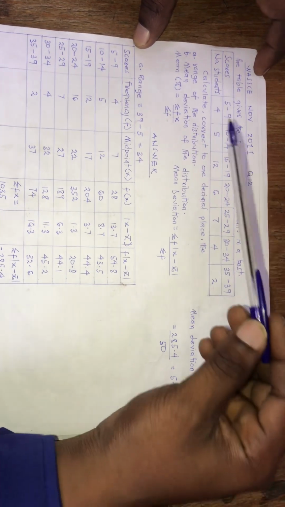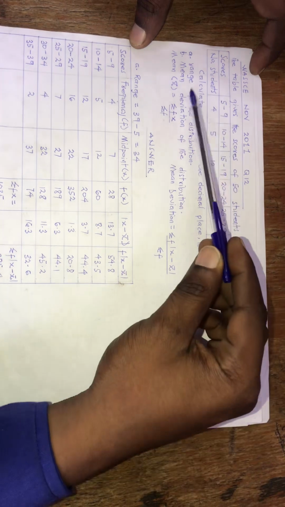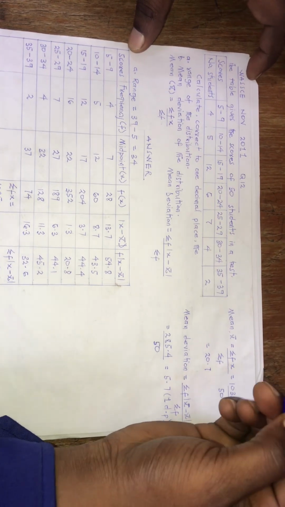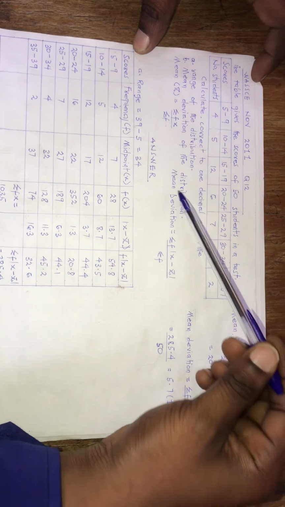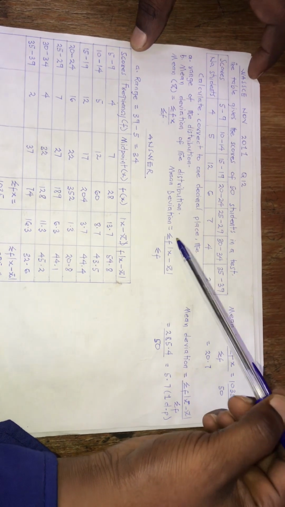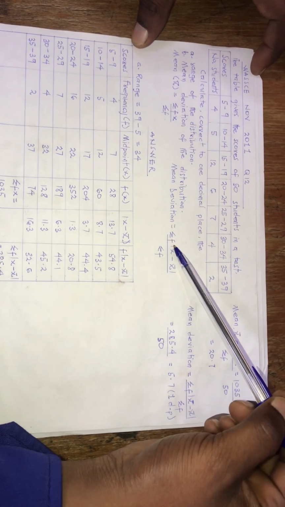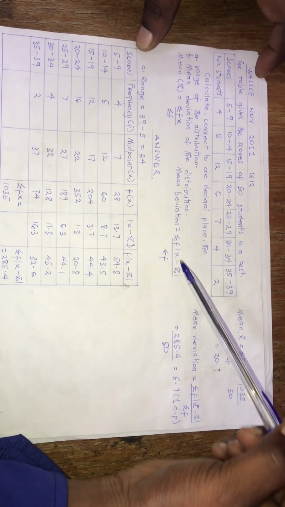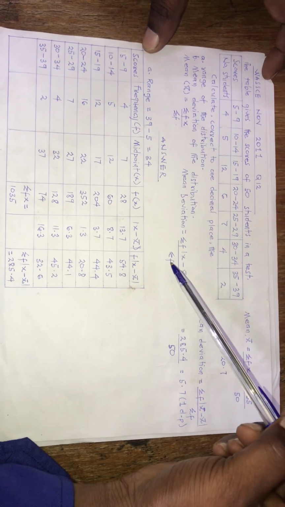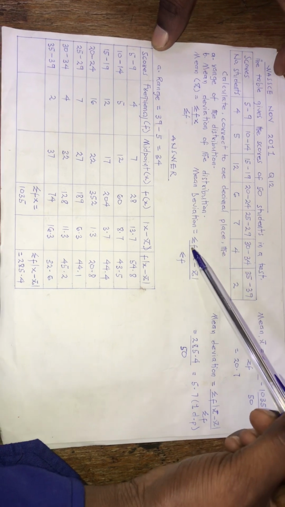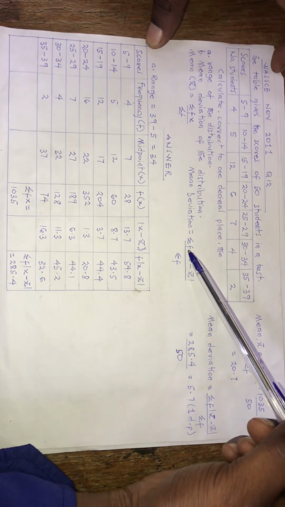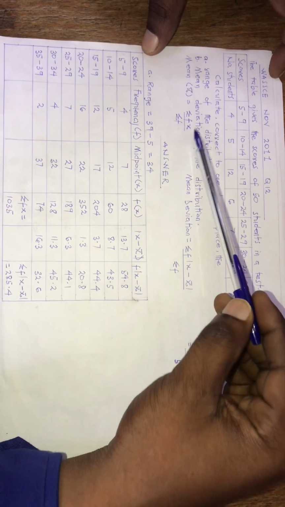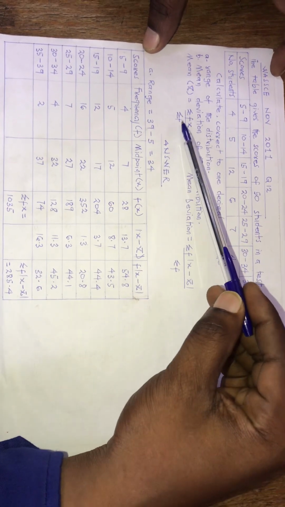Let us move on to how we can find the mean deviation of the distribution. First of all, we need to know the formula for mean deviation. Mean deviation is equal to the summation of f multiplied by the absolute value of x minus the mean, all over the summation of f. All students must know this formula. The mean here is given as the summation of fx all over the summation of f.